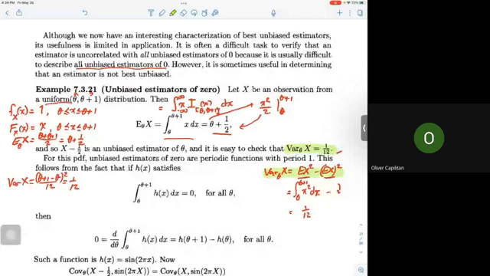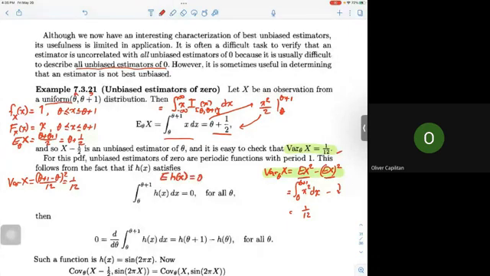So for this PDF, unbiased estimators of 0 are periodic functions with period 1. Murag lisod na ni siya nga i-explain, no? This follows from the fact that if h of x satisfies this, ano nga yung ating unbiased estimator of 0? That means the expectation of this unbiased estimator will be equal to 0. So, ang ibig sabihin yan, the expectation of h of x will be equal to 0.